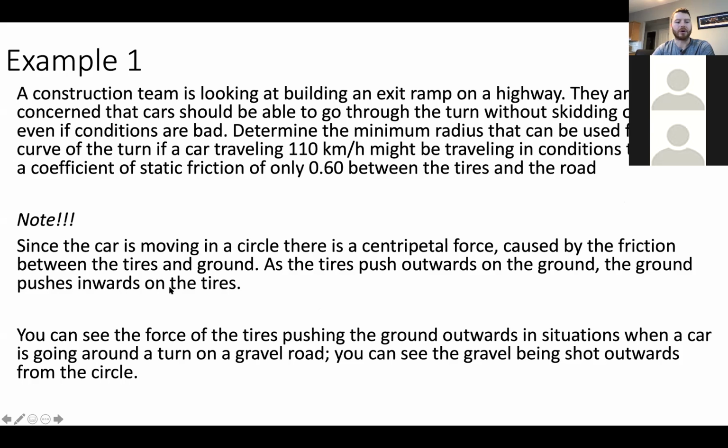Just a note that we'll talk about here. Since the car is moving around in a circle, there is a centripetal force caused by the friction between the tires and the ground. As the tires push outward on the ground, the ground will push inwards on the tires. You can actually see the force of the tires pushing the ground outwards. If you're driving down a gravel road and you turn right, you're going to be shooting the rocks outwards from the circle. That's just an info bit when we're solving this question.